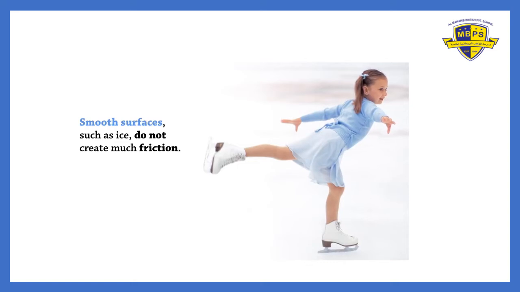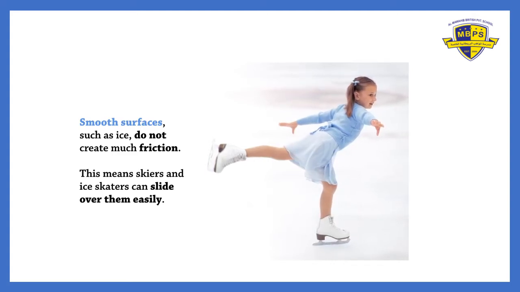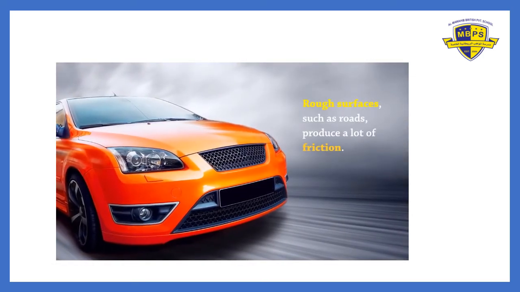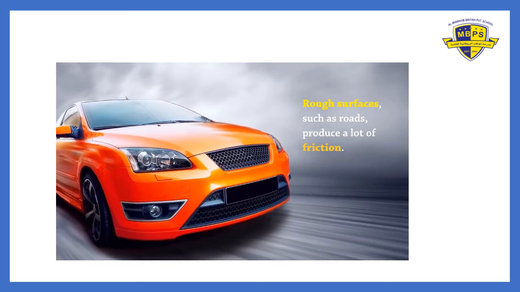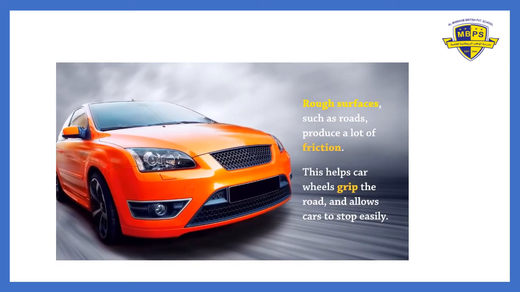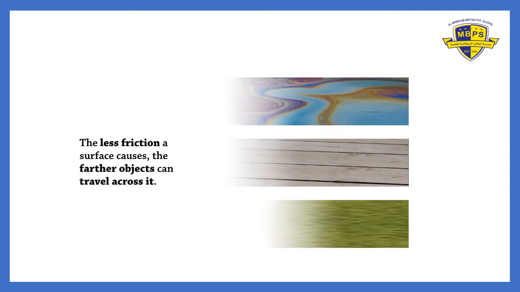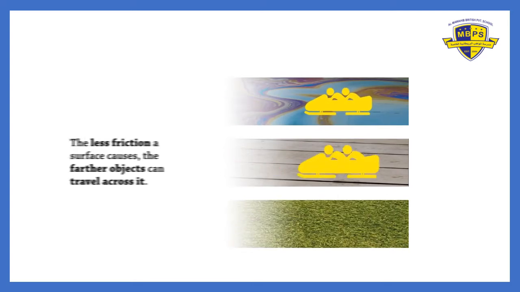Smooth surfaces, such as ice, do not create much friction. This means skiers and ice skaters can slide over them easily. Rough surfaces, such as roads, produce a lot of friction. This helps car wheels grip the road and allows cars to stop easily. The less friction a surface causes, the farther objects can travel across it.